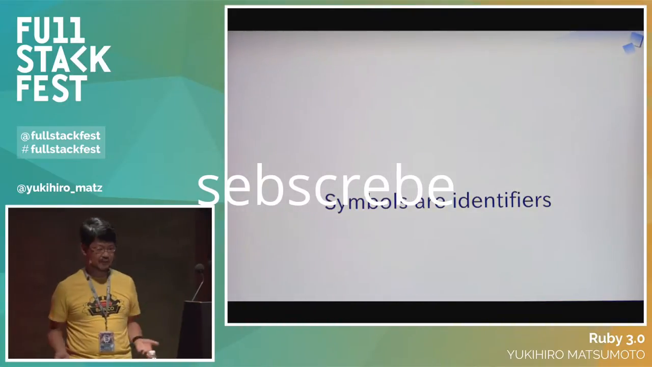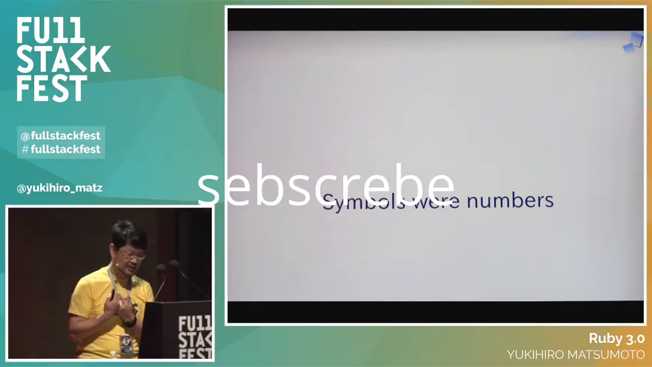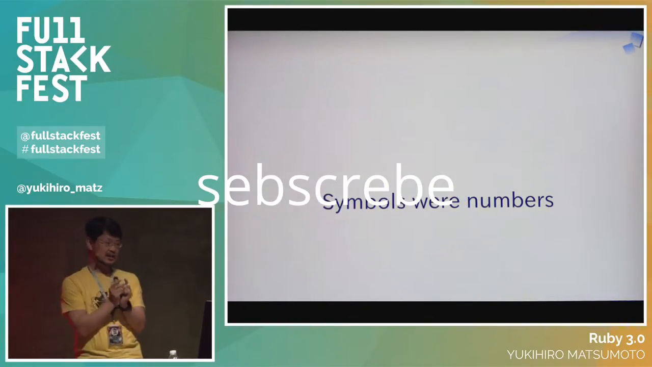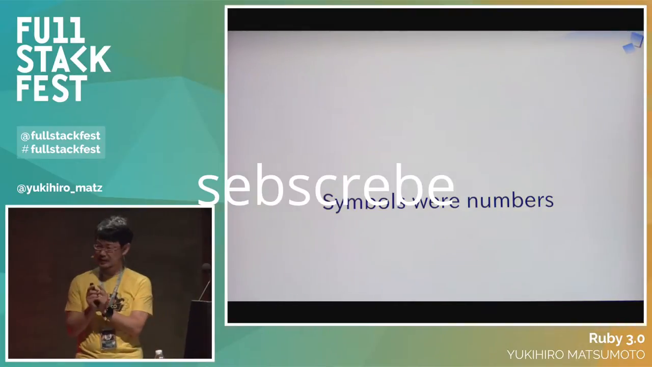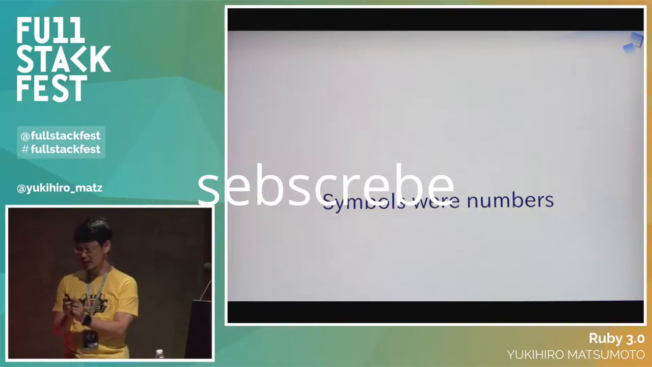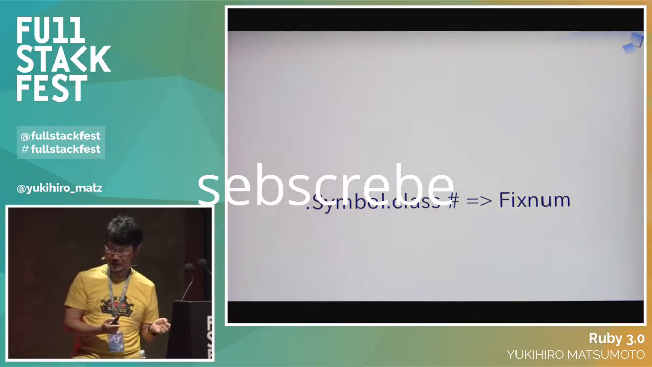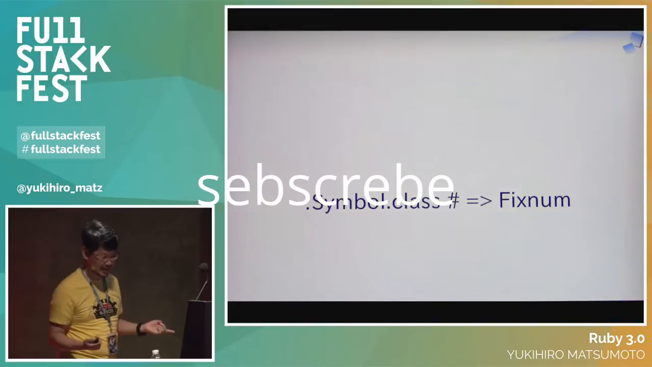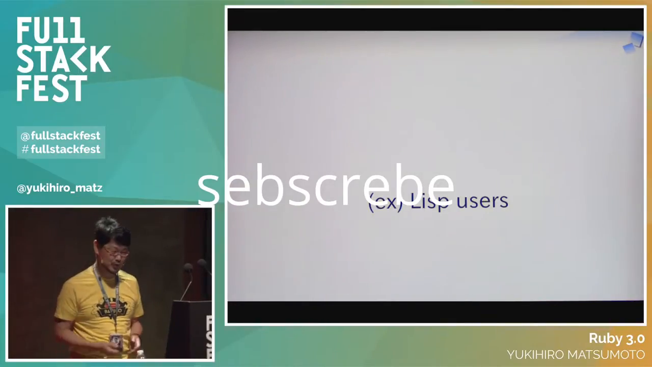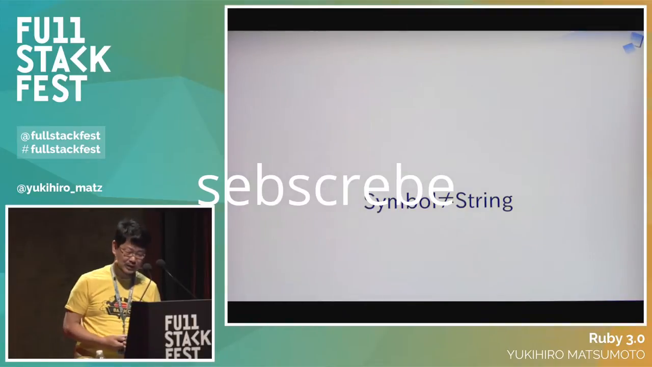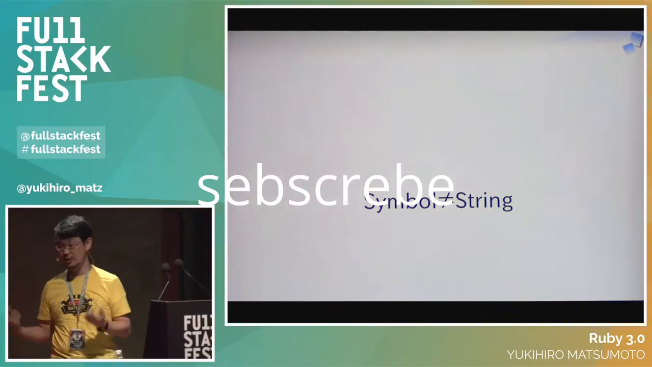And symbols are identifiers. Symbols have identification numbers inside as an implementation. In fact, in the very, very early stage of Ruby development, symbols were numbers. The symbol literals were a different notation of Fixnums. So back then, symbol.class returned Fixnum. But Lisp is a minority, I admit, and there are so few Lisp or ex-Lisp users. For those of us with Lisp influence, symbols are naturally not strings.